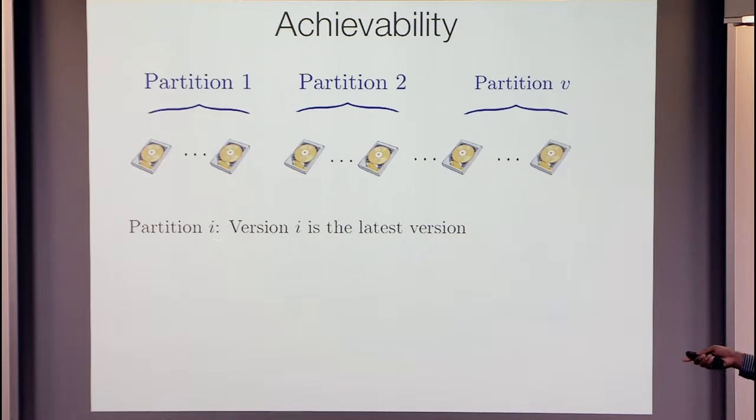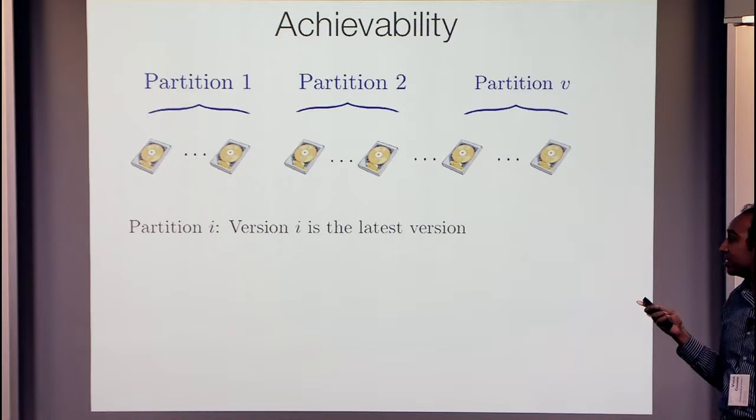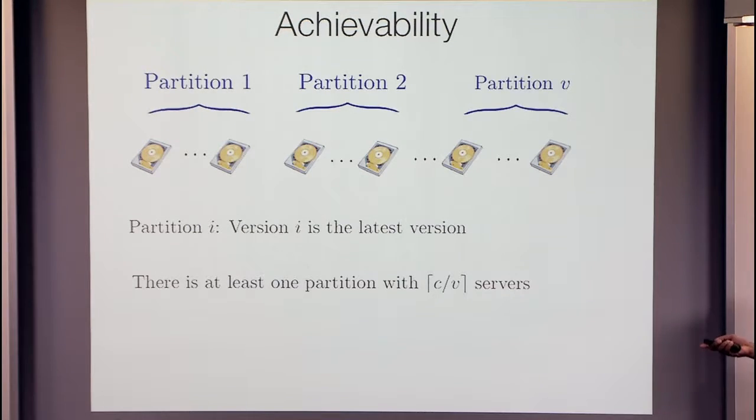The achievability is the following. Given any state, I make the following partition. A server is in partition 1 if version 1 is the latest version. A server is in partition 2 if version 2 is the latest version. So given any state, any subset of versions, I make this partition. So there are at most V partitions. So there is at least one partition with C by V servers. This is the pigeonhole principle.